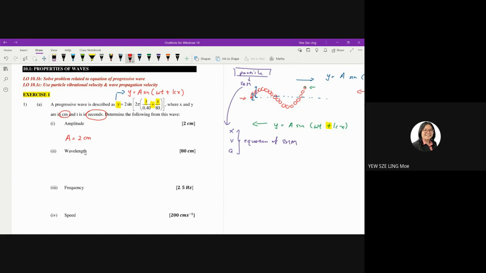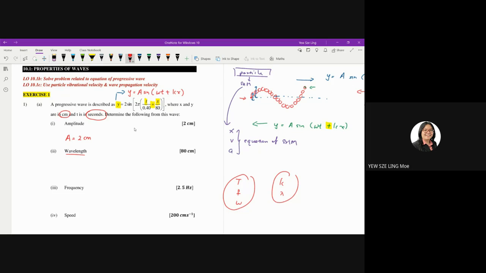And then wavelength. If you remember what I told you before, in the previous chapter we have one family called period, frequency, omega. In this chapter, we have another family called k and lambda. So if the question asks you to find lambda, definitely it will give you k. If the question asks you to find k, then you will be given lambda. Sometimes lambda can be obtained from the graph, sometimes it can be calculated.